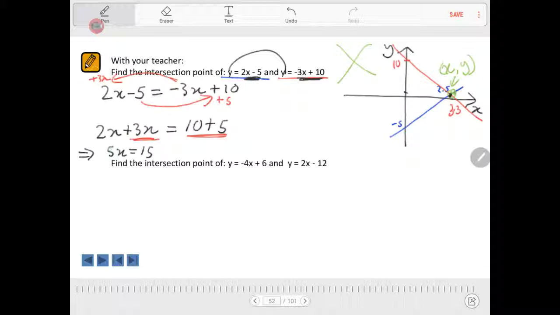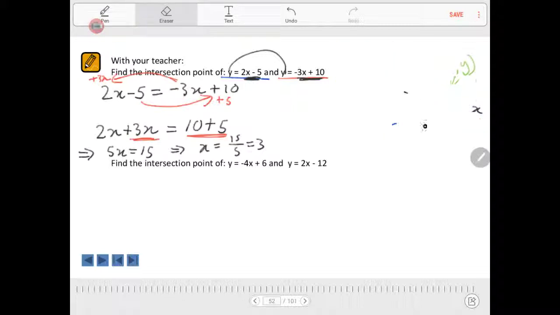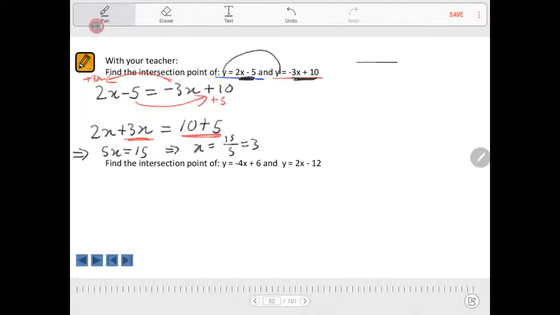This 5 is multiplying on this side, so we take him over and he divides. So x equals 15 on 5, which is 3. So we've got our x value. It's 3. Now I'll put it up here. We'll get rid of all this. We know that x equals 3.